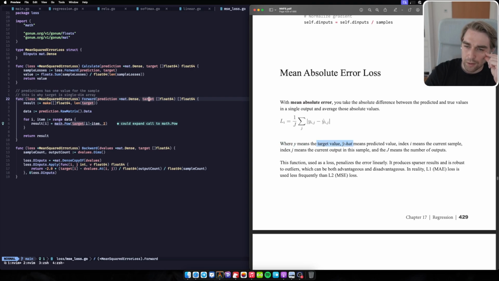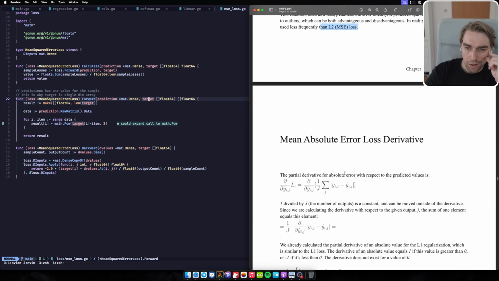y means the target value, y hat means the predicted values, index i means the current sample, index j means the current output in the sample, and J means the number of outputs. This function used as a loss penalizes the error linearly, while in the squared one, because of the powering to 2, the bigger the error, the more it grows. So the penalty is higher. It produces sparse results and is robust to outliers, which can be both advantages and disadvantages. In reality, L1 loss is used less frequently than L2. Mean absolute error loss is used less frequently than mean squared error.